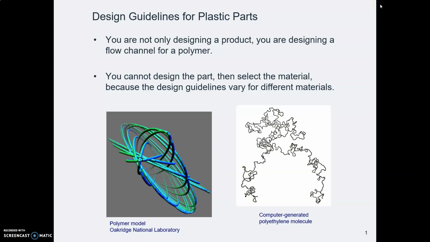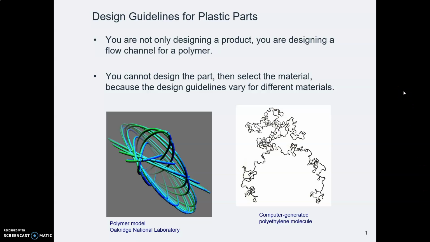Now let's think about what you as a designer need to remember when you're designing a part out of plastic. As we mentioned last time, you're not only designing a product, you are designing a flow channel for a polymer. And what this means when you're working with your molder is that you can't just design the part and then say, all right, so now I got the part, I think I'm going to use acetal. No, I think I'm going to use acrylic. You have to select the material and then finalize the design of the part.